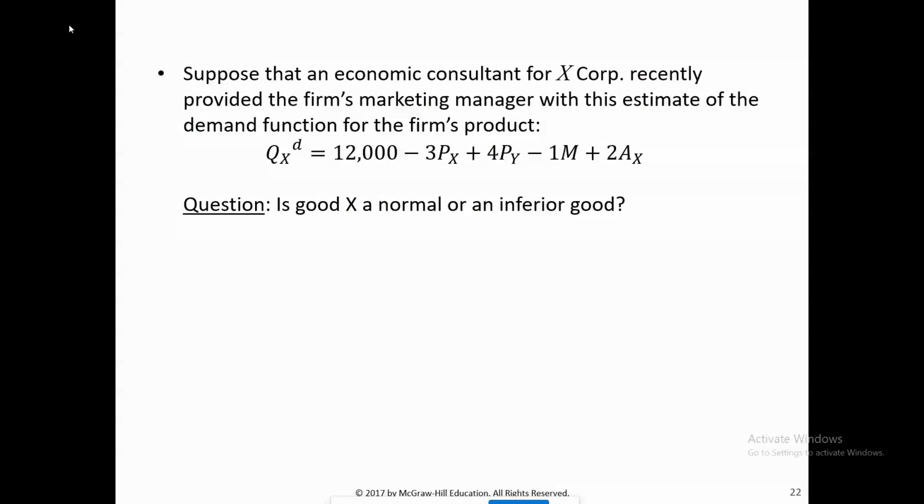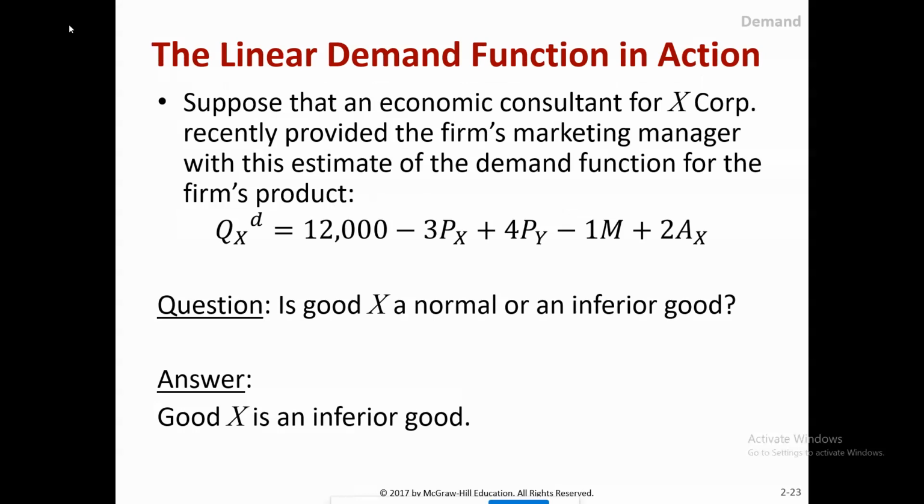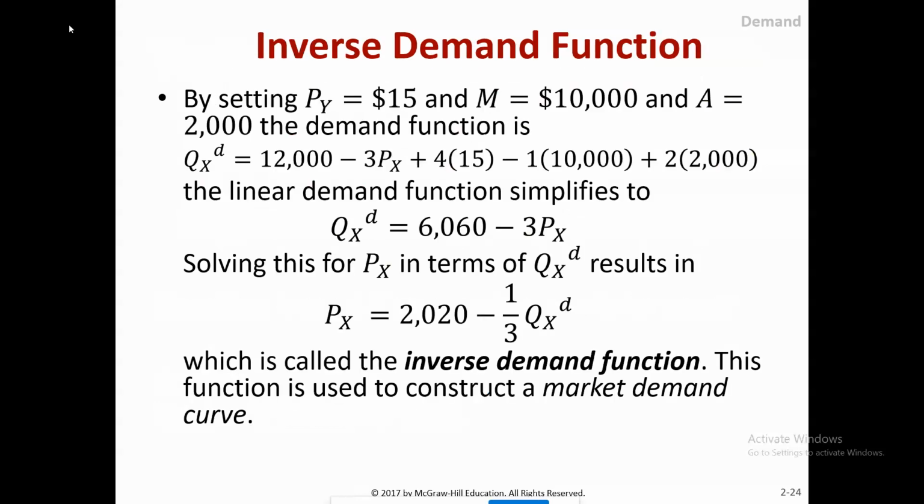If income increases and you purchase less of the products, it means those products are too cheap to fall into your purchasing consideration. They're inferior goods to you. And we can see the sign in front of income is negative. Therefore, X is an inferior good.